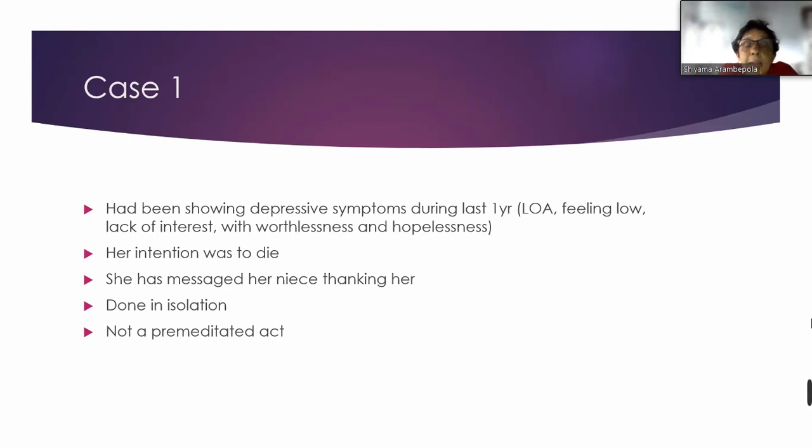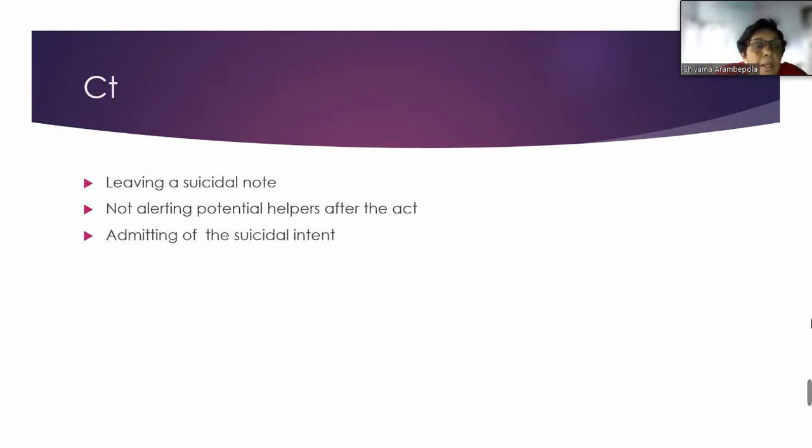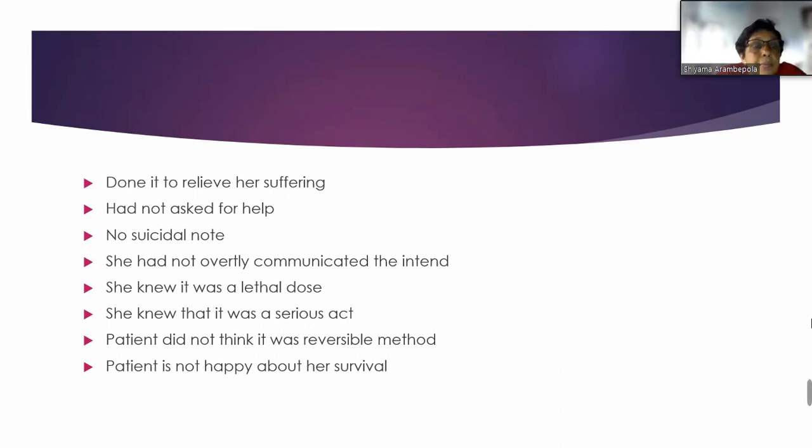She had been showing depressive symptoms during the last 1 year with loss of appetite, feeling low, lack of interest, with worthlessness and hopelessness. And her intention was to die. The intention was to die. She has messaged her niece thanking her for helping and doing everything, and what she had done for her, and things like that. And she had done it in isolation and not as a premeditated death. It was like she just thought of it, they had not been thinking about it for a long time. And she had left a suicidal note, and she had not alerted any potential helpers after the act. And she admitted that she was having suicidal intent, right?